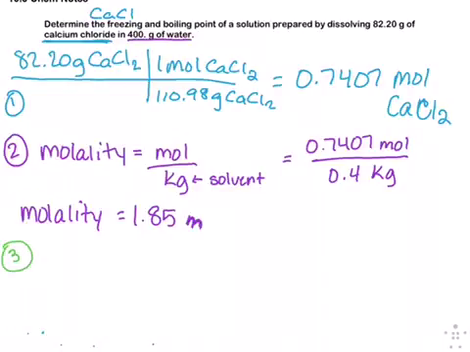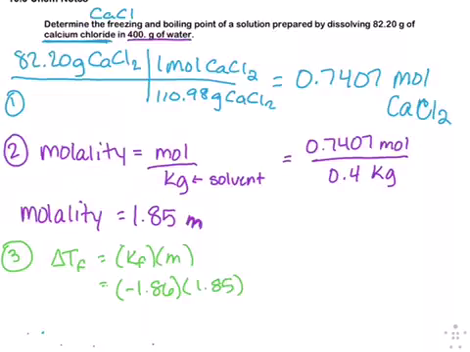So then step 3, we just need to do our delta T formulas. So delta TF for freezing point is KF times m. The KF we get from the table for water. You'll get this one memorized. The negative 1.86 times the molality that we already calculated, which is 1.85. And we get negative 3.44 degrees Celsius.